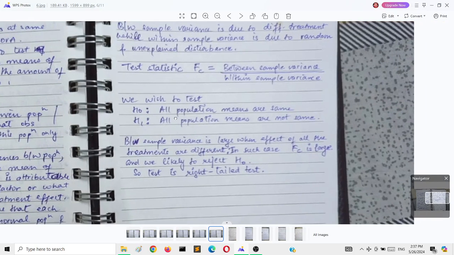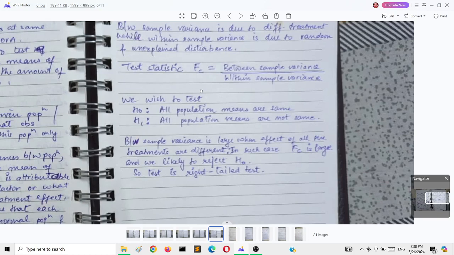Now the test statistic FC is the between sample variance divided by the within sample variance. So what is the formula here? It is whatever your between sample variance comes out to be, divided by the within sample variance. Within sample variance is within the same sample, and between means among the different samples. So you calculate the test statistic, and C means computed, as in previous scenarios.